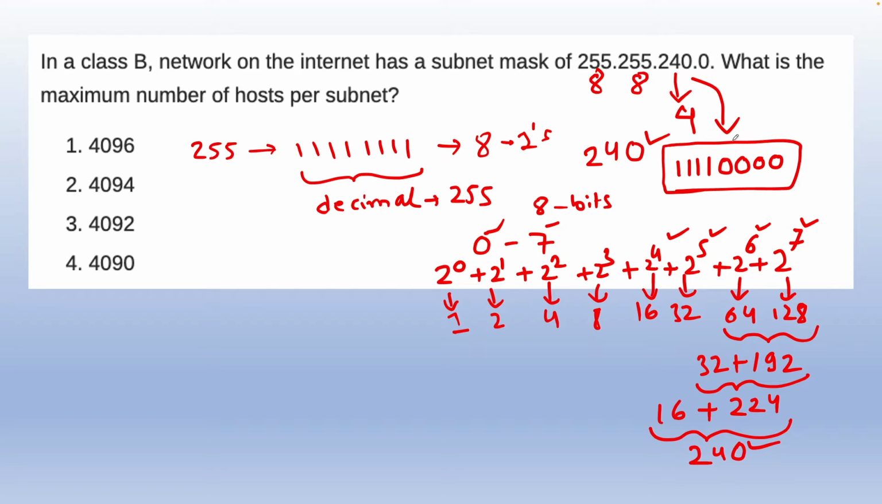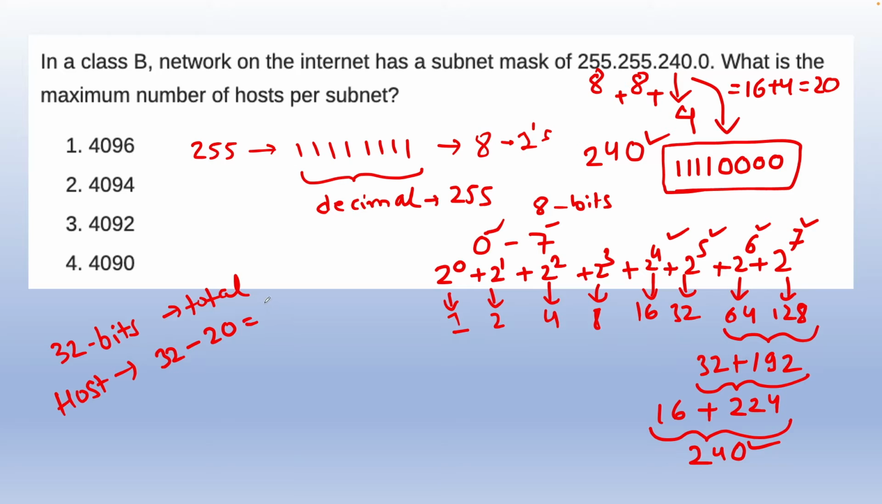Now we know that an IP address consists of 32 bits in total, and we have just seen that in this case we have 8 plus 8 plus 8 plus 4, that is 16 plus 4, that is 20 bits. And this is the network part. This subnet mask tells us the number of ones in the network part. So to find the host part, we subtract 32 minus 20, so we will get 12.